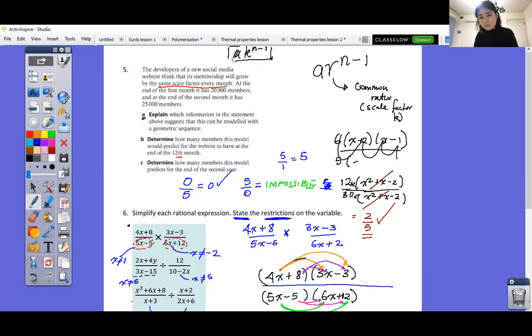So U1 will be 20,000. U2 will be 25,000. So you're saying U1 would be 12,000? 20,000. Oh, 20,000, right. Okay, so U1 is 20,000 and U2 is 25,000. I thought you said 12,000, sorry. No, that's why I was asking how you got 12,000. Okay, so U1, first month, we start off with 20,000. So this here is my A, yeah? Okay, what's my common ratio, my K?